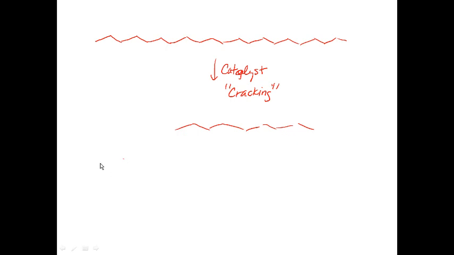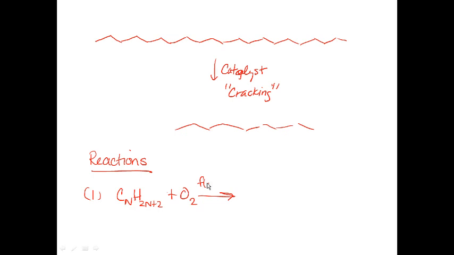Now, the last thing are reactions of alkanes. And we'll talk in gory detail about one of the reactions of alkanes in the next chapter, or in the next couple chapters. But there's really only two reactions of alkanes that are important. The first is to take our CnH2n+2 molecule, react it with oxygen gas in the presence of a flame or a spark, and do combustion.